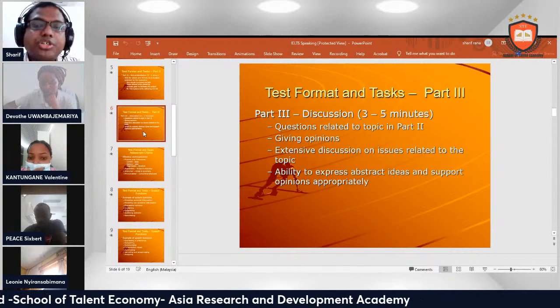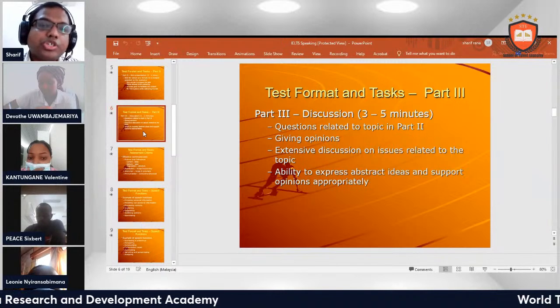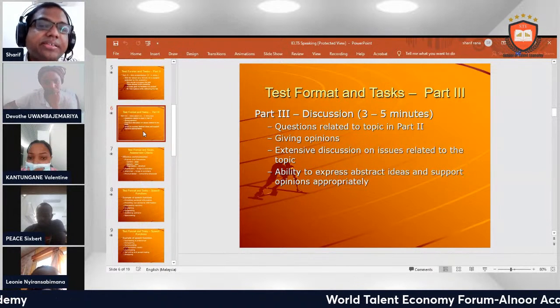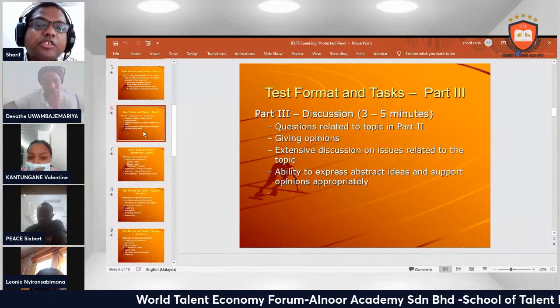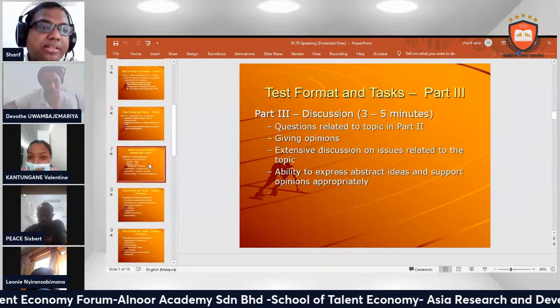So they will ask questions. The examiner will ask questions based on the topic, questions related to the topic in part two. Giving opinions, and extensive discussion on issues related to the topic. The ability to express abstract ideas and support opinions appropriately.